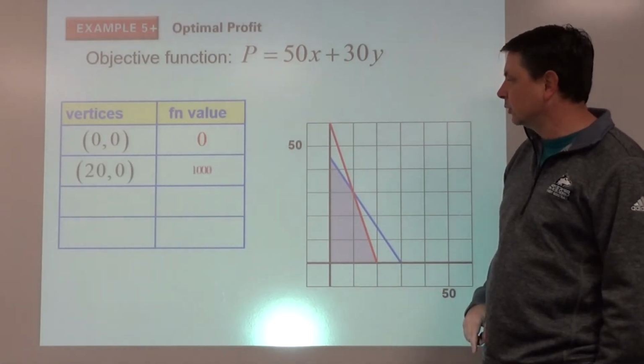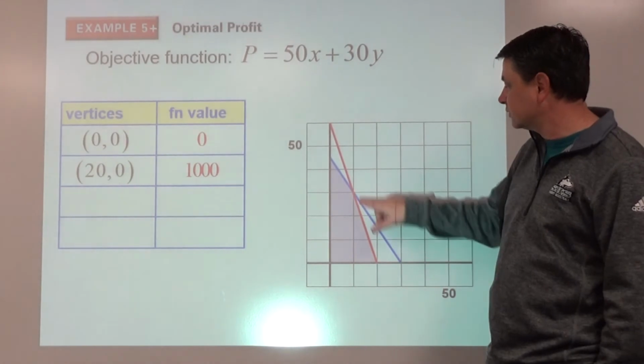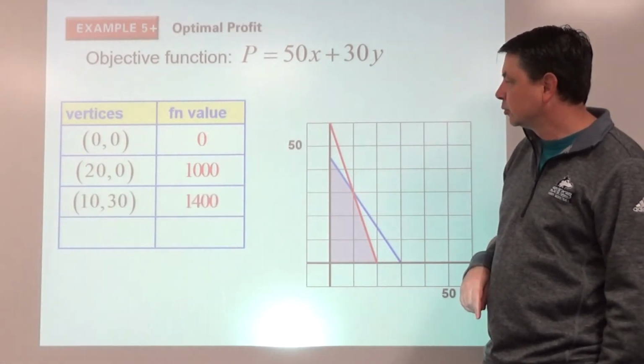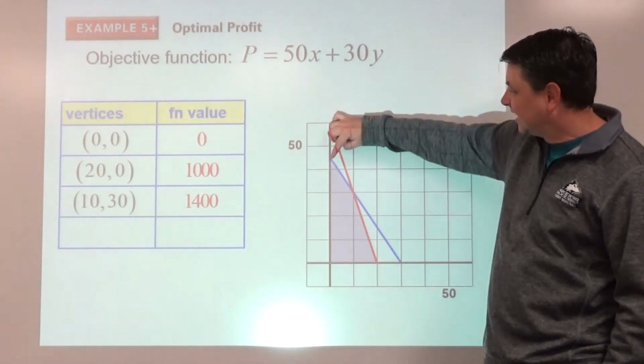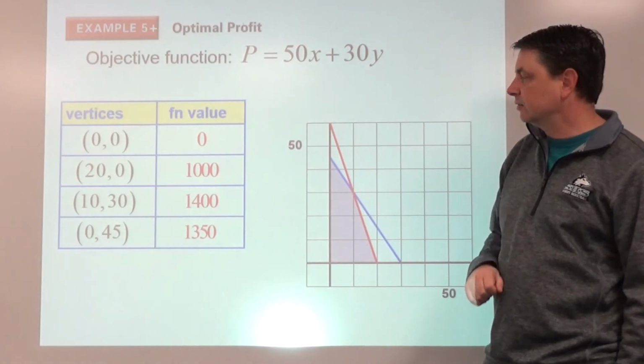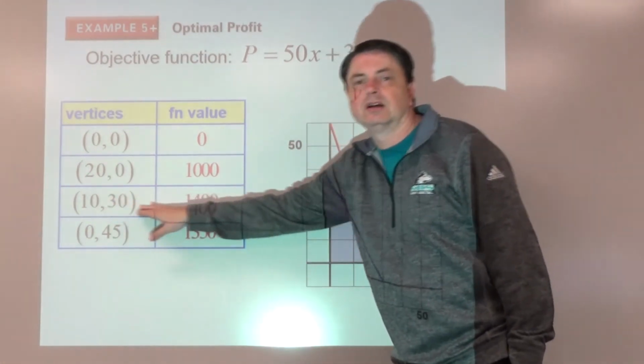20, 0. We can make just 20 circular tables. We've got 10, 30. Profit's 1,400. And we've got 0, 45. The profit's 1,350. So here's our best situation.